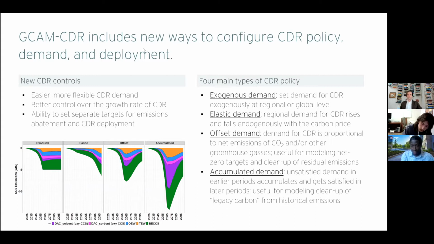And the third demand source is known as offset demand, which allows users to set a proportion of mitigating net emissions or greenhouse gas emissions with CDR technology. And this is a very useful, versatile tool in exploring useful modeling questions like net zero targets, and then also being able to use or allowing the user to have the flexibility of cleaning up residual emissions with this demand source. And then lastly, we have the accumulated demand. The accumulated demand is also useful in terms of addressing questions or modeling cleanup of legacy emissions from a historical perspective. So this graph shows some of the outputs related to the CDR policy demand sources. Yeah. Next slide, please.